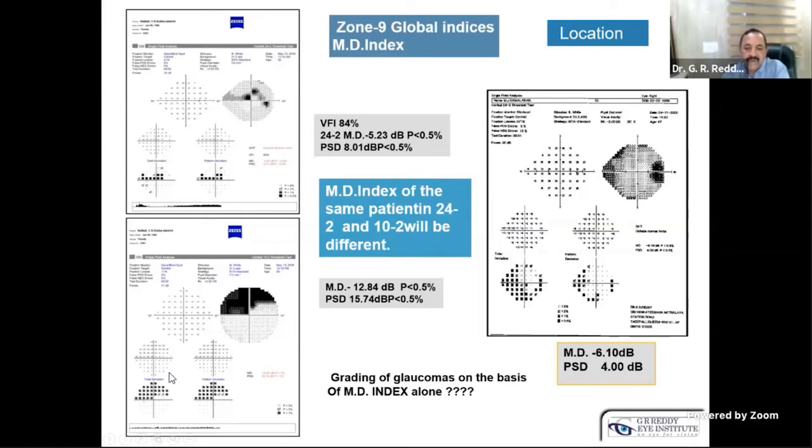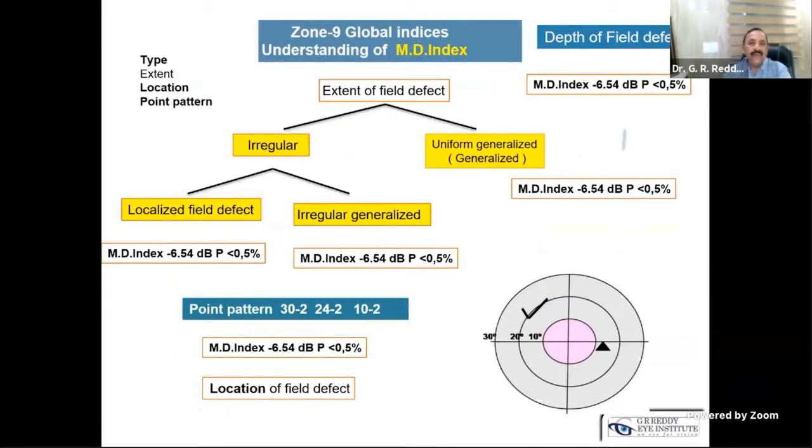So for grading of glaucoma on the basis of mean deviation alone, unless otherwise you take all these points into criteria, we cannot grade the mean deviation index as grade 1, grade 2, grade 3. So you should always be very, very cautious to grade glaucoma on the basis of mean deviation index. Whenever you talk about mean deviation index, you always think about what is the type: the field defect can be localized or irregular generalized.